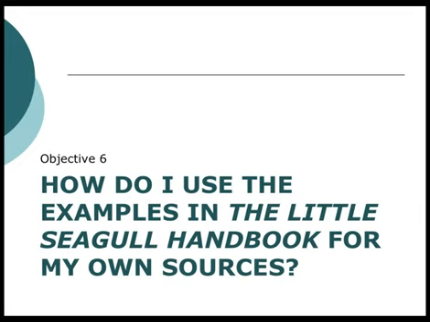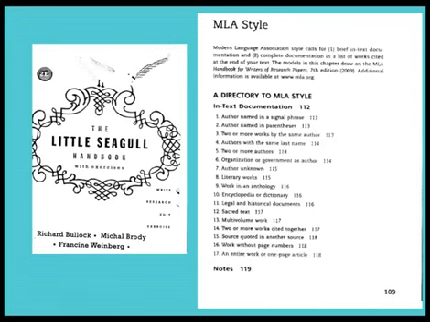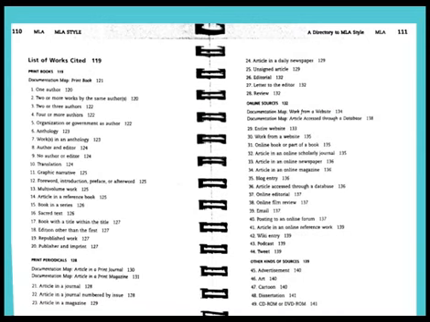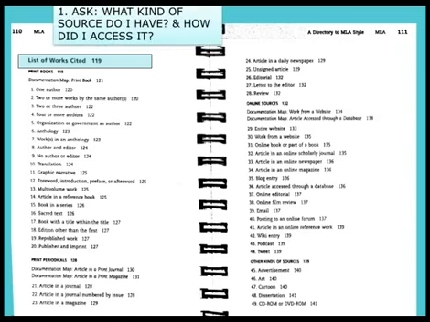So now how do you actually use your handbook? This is really where it starts to get good. Okay, so you go to your Little Seagull Handbook and you go to the MLA section. The beginning section is about in-text documentation, and that's another presentation. So you want to look at that if that's what you're looking for here. But what we're looking at here are the lists of works cited, because that's what we're focusing on in this presentation. So the first thing you want to ask yourself when you're going to make your works cited page is, what kind of source do I have and how did I access that?